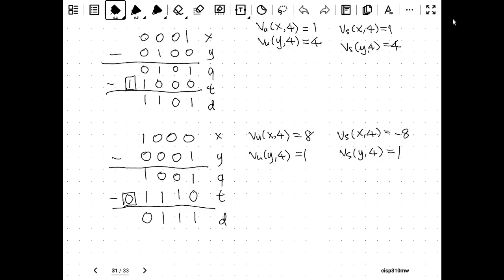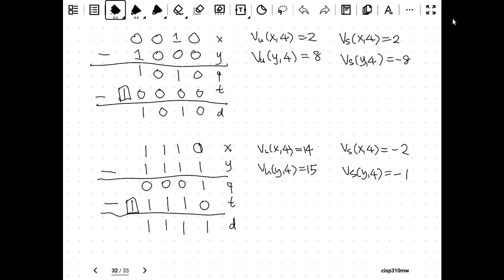However, if you look at the next example, the borrow flag is a 0, which is indicating that x is not less than y. But in this case, the signed value of x is -8. It should be less than 1. So that means the borrow flag is not working for signed numbers the same way that it works for unsigned numbers.